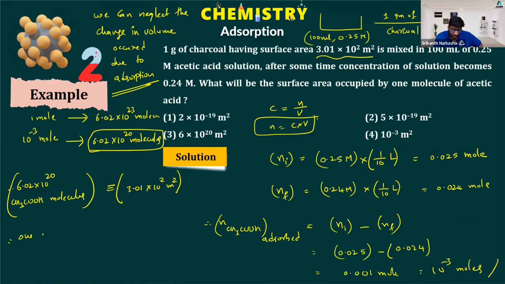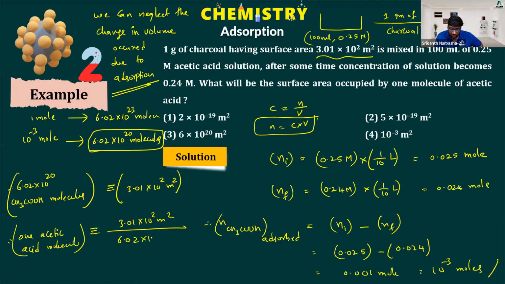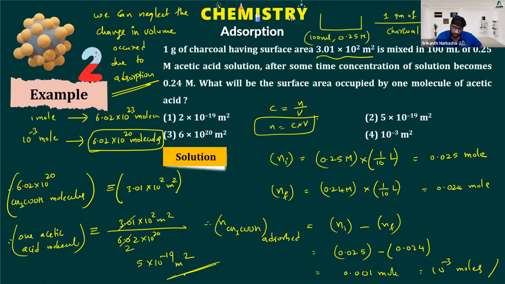Therefore, one acetic acid molecule will be equivalent to 3.01 into 10 power 2 meter square divided by 6.02 into 10 power 20. So try to calculate: 3 by 6 is 0.5. 5 into 10 power minus 1 into 10 power minus 18, that is 5 into 10 power minus 19 meter square. This is the surface area occupied by 1 molecule of acetic acid in this total process of adsorption.